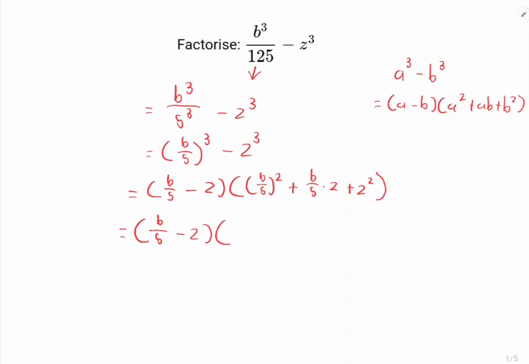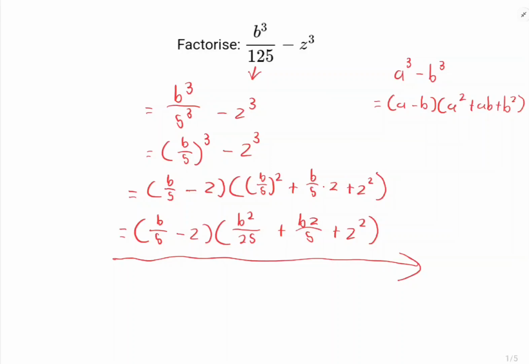So if we expand out this bracket, it's going to be b squared over, what is 5 squared? It's 25 plus, if we multiply this, we can take the z to the top. So it's going to be bz over 5 plus z squared. And this is going to be your final answer. You can leave it as is.